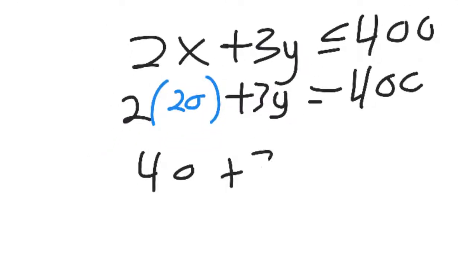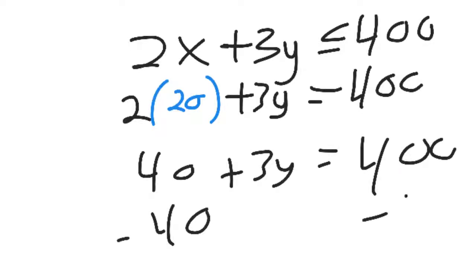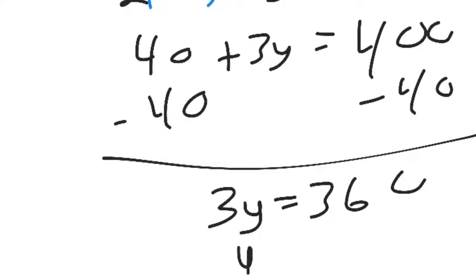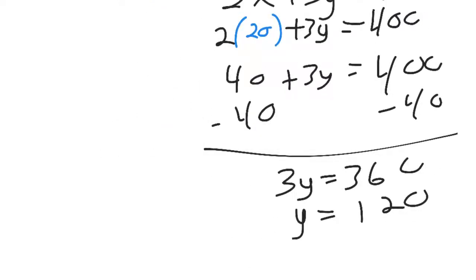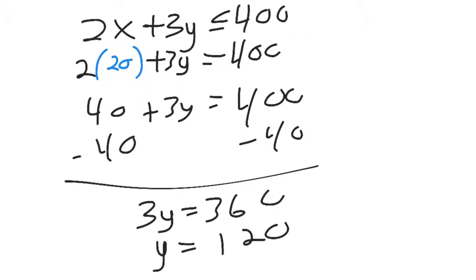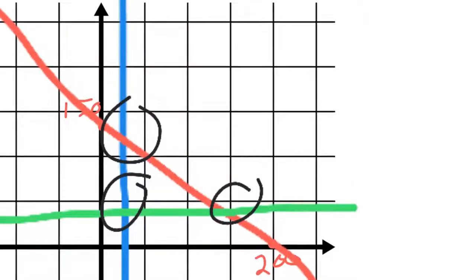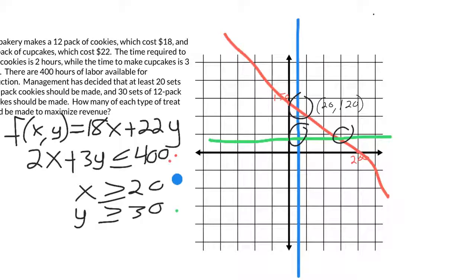You got 40 plus 3y equals 400. Subtract that 40 from both sides. So you get 3y equals 360, or in other words, y is 120, because you divide both sides by 3. So we plugged in 20 in for x, found out y is 120, so that's this intersection point. So we got to find the other vertices.